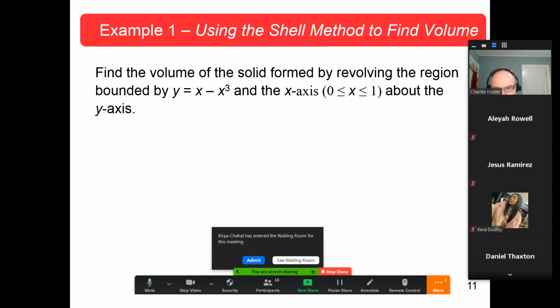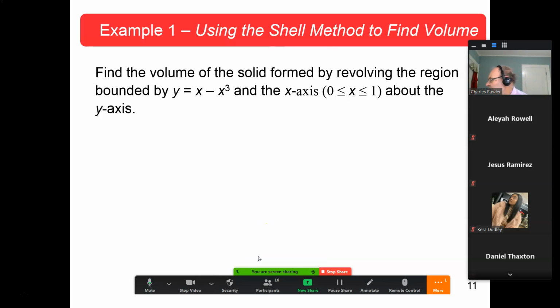Oh, here's Kerpa. Let me get Kerpa in here. Keep trying to move it with my finger and I can't do that. So Kerpa is here.